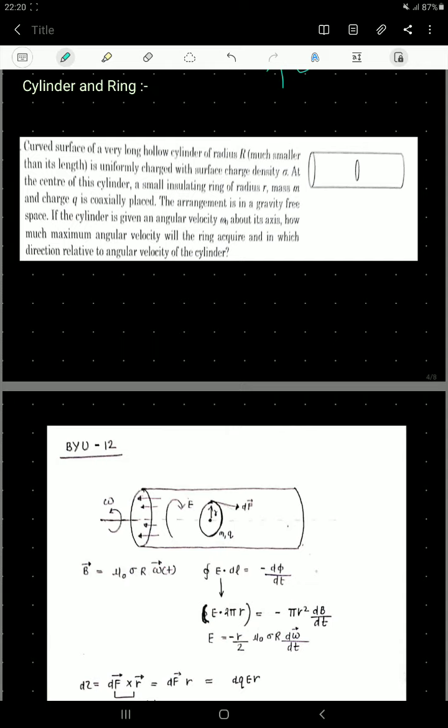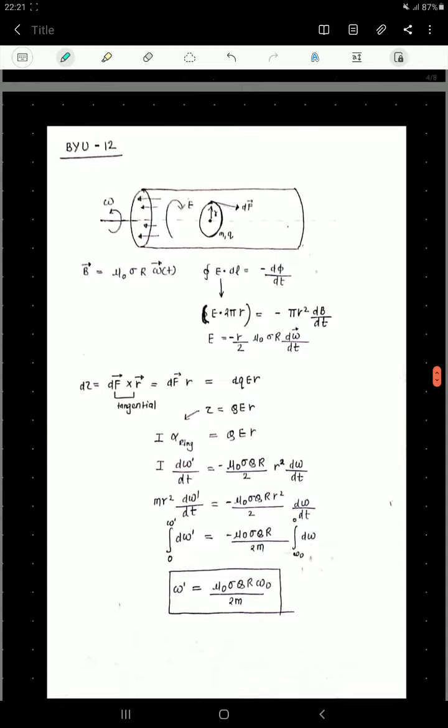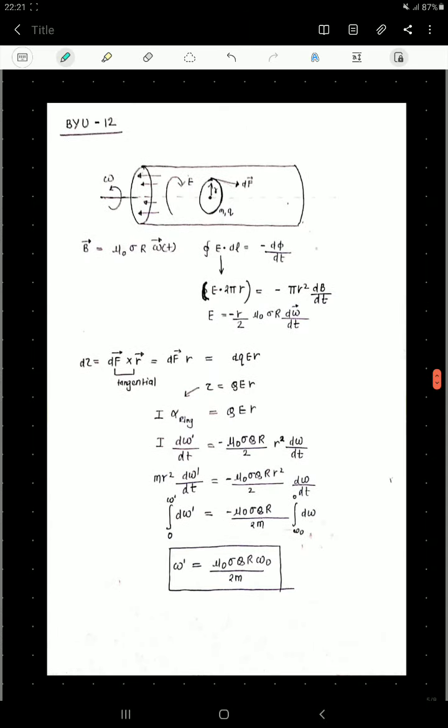So here it is said that there is a cylinder where a coaxially placed ring is just put inside the cylinder, and the outer cylinder is rotated with a velocity of omega naught. What would be the maximum angular velocity of the ring? So here is the solution. It is my method. You can also visit Akash sir channel for seeing the second method of the problem.